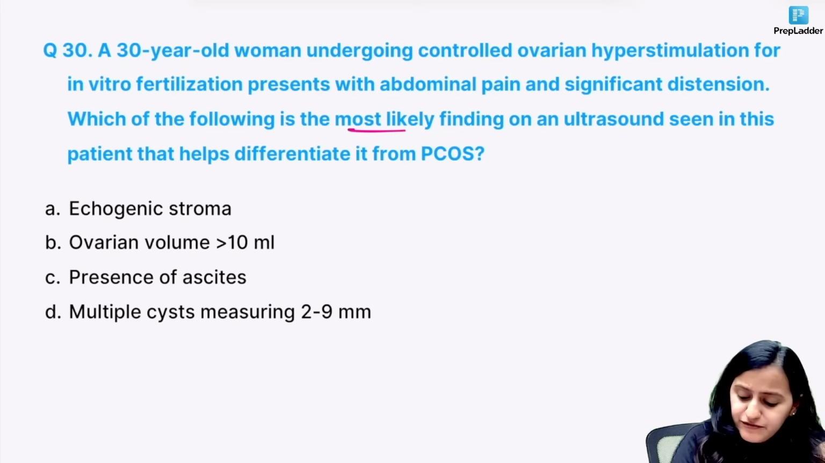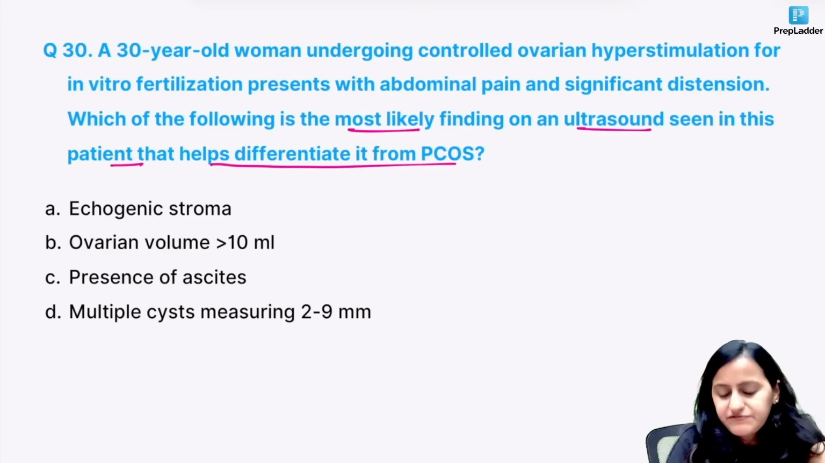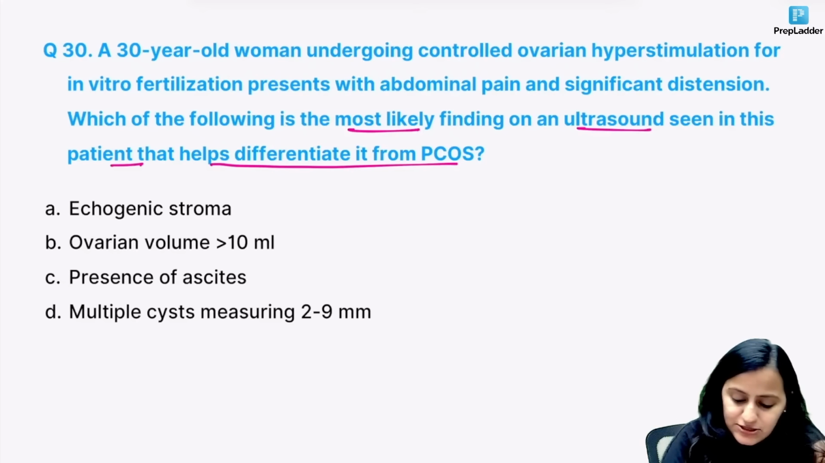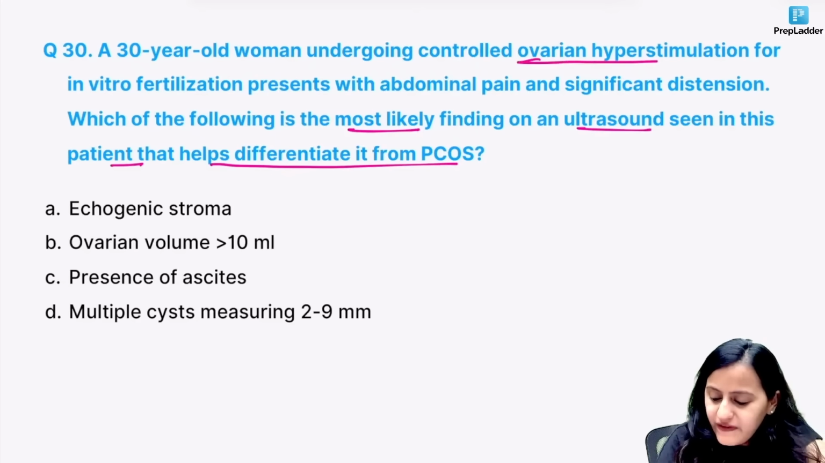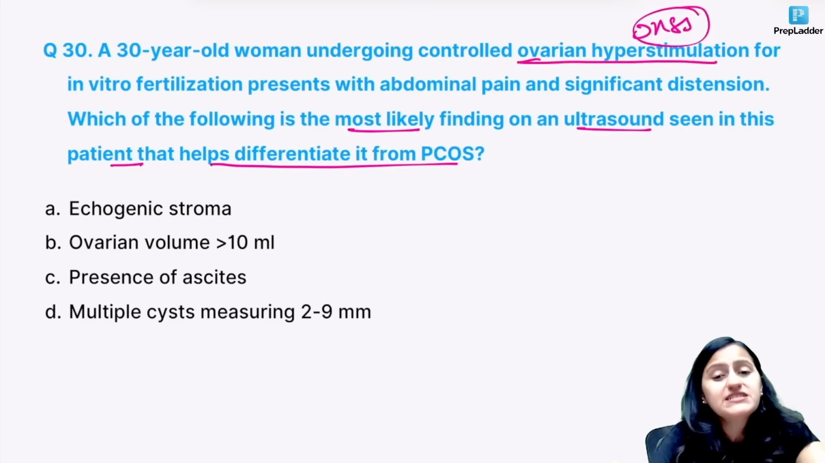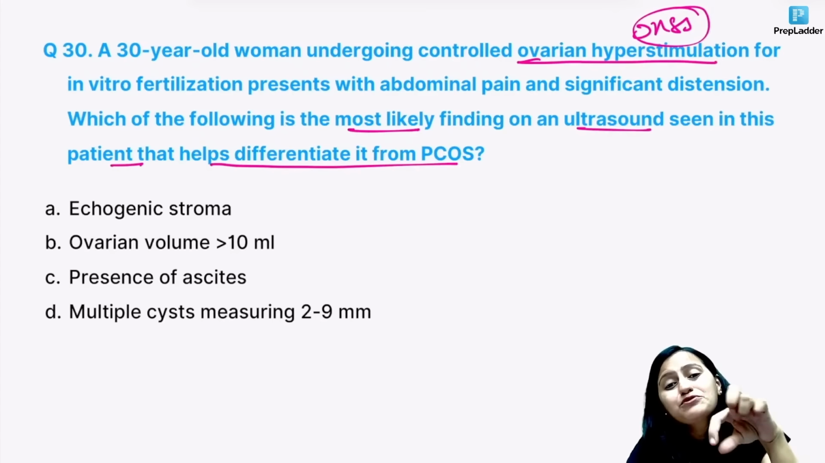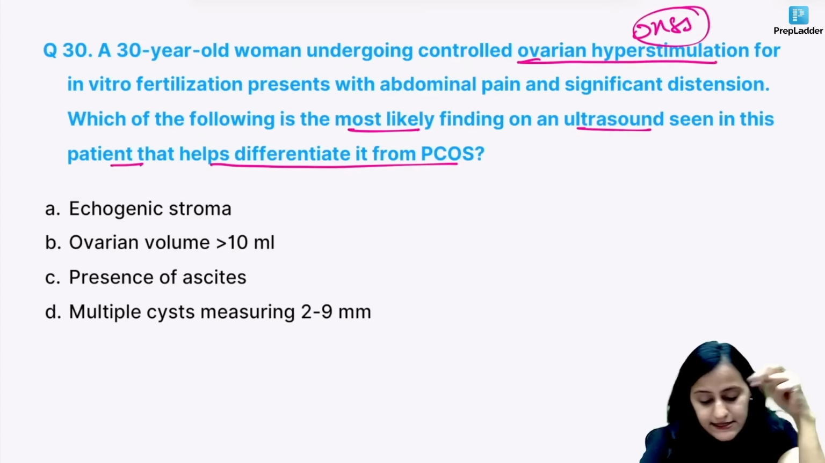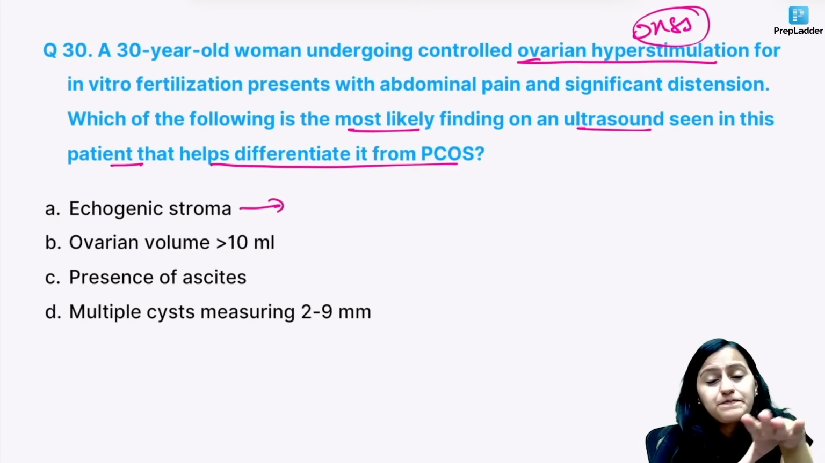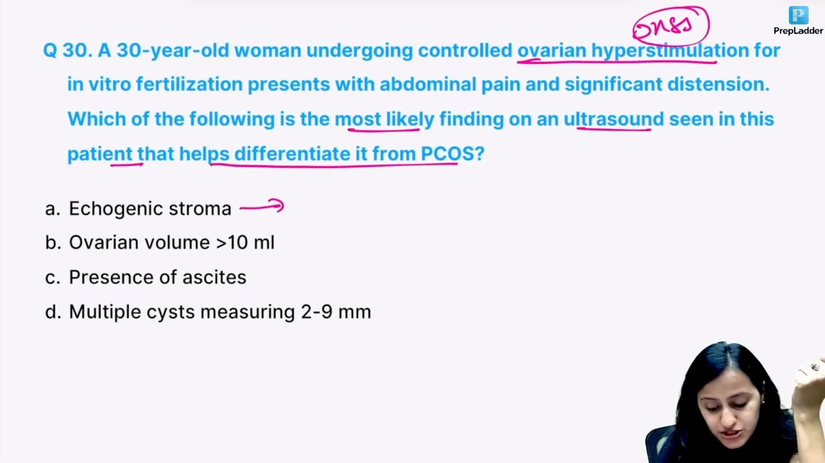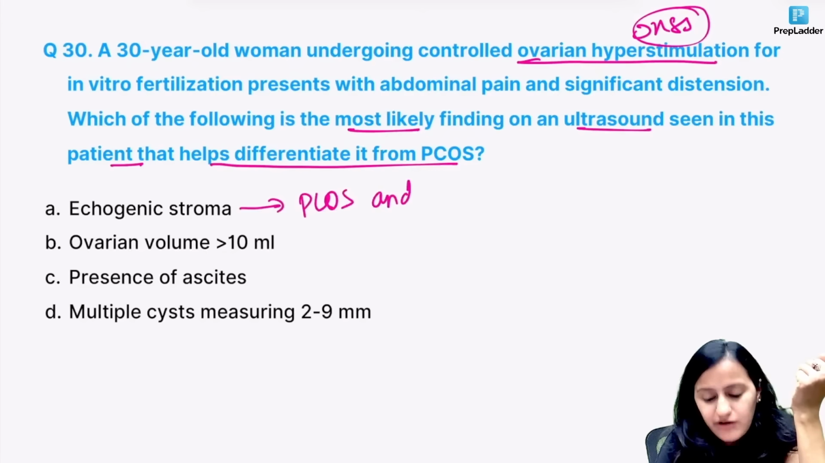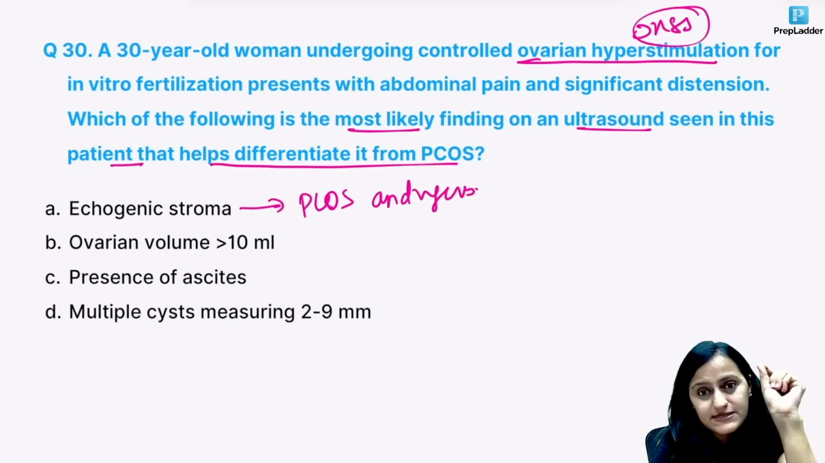Next one, which of the following is the most likely finding on ultrasound seen in this patient that helps differentiate it from PCOS? So, a 30-year-old woman, ovarian hyperstimulation is what she's undergoing. The question is, what finding on ultrasound will help you differentiate it from PCOS? So echogenic stroma: the stroma has become echogenic in PCOS because of androgens, not in OHSS.